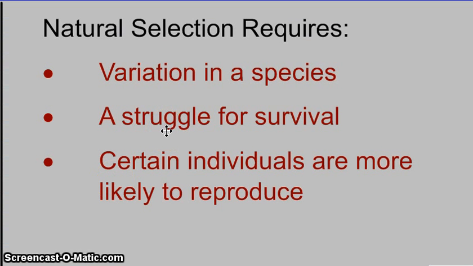Natural selection has a couple of requirements before it can occur. First, there must be variation in a species. Second, there must be a struggle for survival. And third, certain individuals, as a result of variation and a struggle for survival, are going to be more likely to reproduce. We're going to go through each of these in detail.